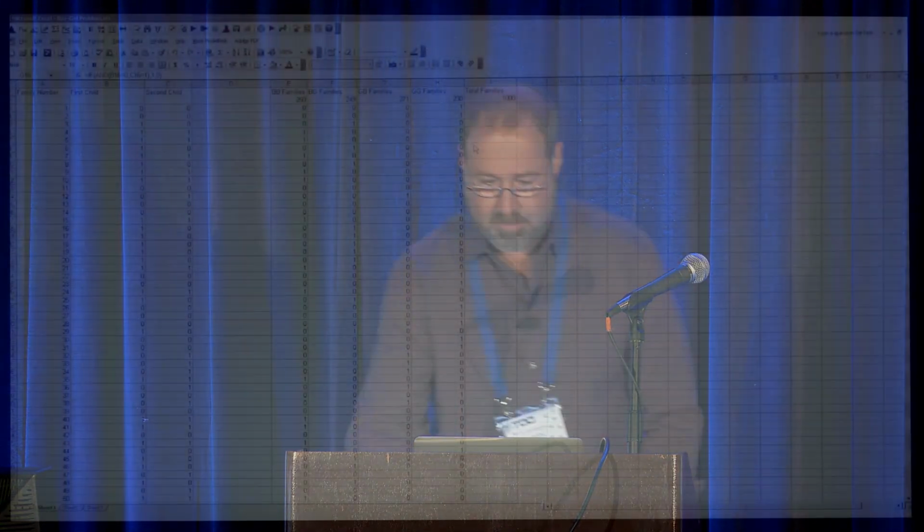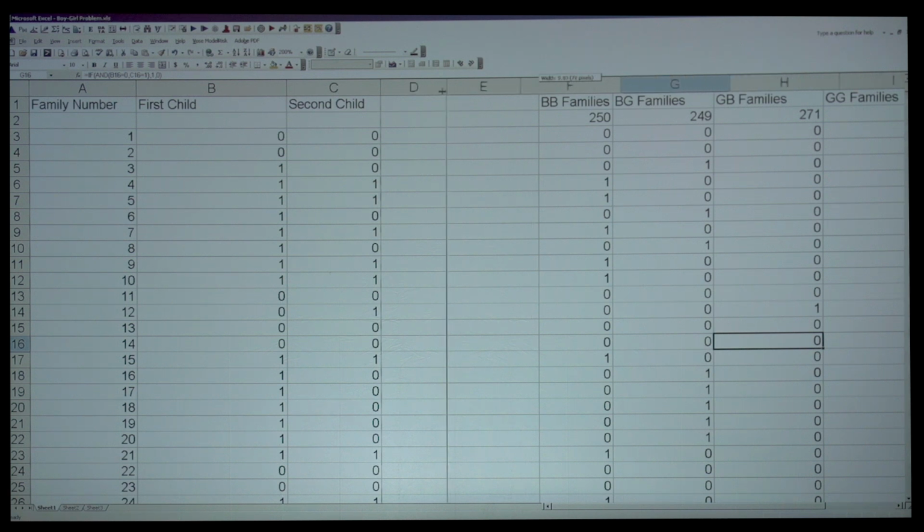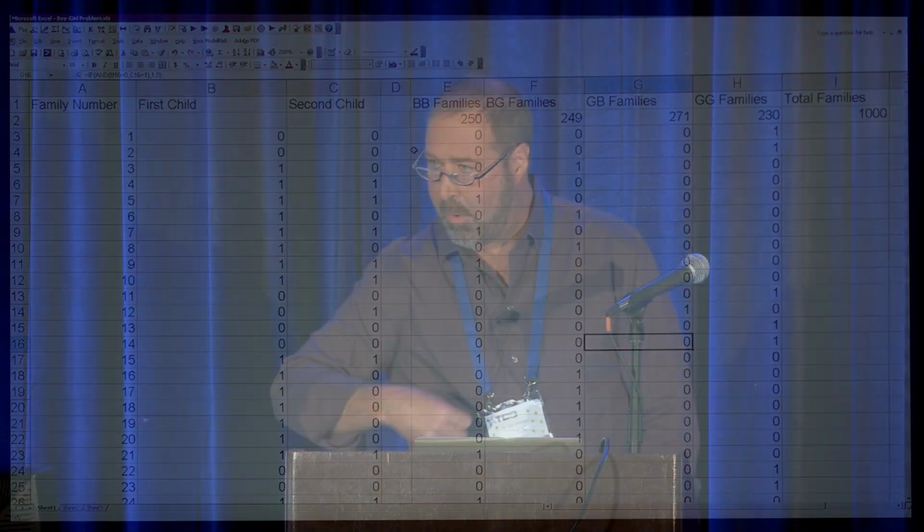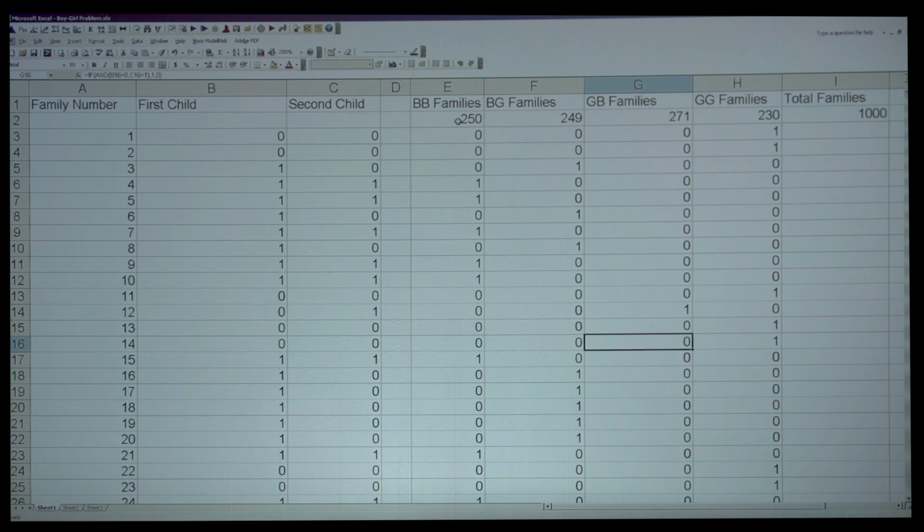And another way to maybe convince yourself of that is, I did a spreadsheet. Every time I click on this spreadsheet, it'll recalculate the number of boy-boy families, boy-girl families, and girl-boy families. This is the total number of families we're going to have. Every time I click on this, it's a random sampling of 1,000 families. So this landed on 250, 249, and you can see there's a little disparity because there's going to be some natural variability.